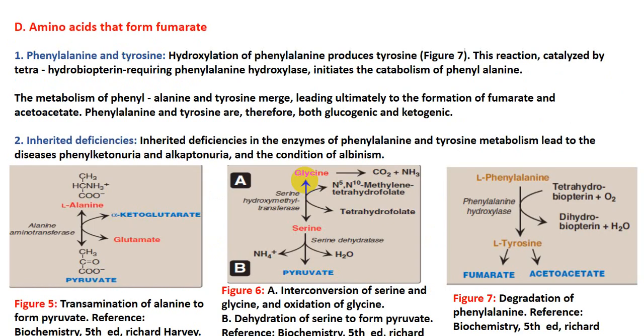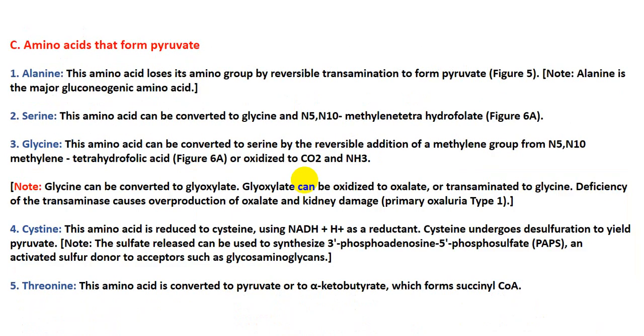Cysteine. Cystine results from condensation of two molecules of cysteine, which form a disulfide bridge. When reduced, cystine gives two molecules of cysteine, and this reaction requires NADH and H positive as the reductant, and then cysteine undergoes desulfuration to form pyruvate.